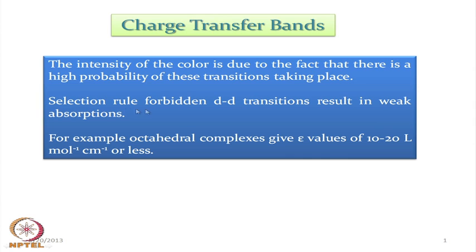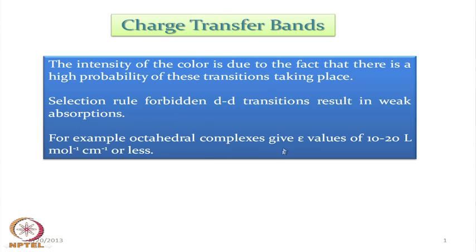Because we have seen that in the case of d-d transitions, the selection rule does not allow all the d-d transitions, particularly the transitions involving one d orbital to another d orbital, which results in a very weak absorption. That is why we have classified all the d-d transitions as weak transitions. So, now we can categorize these charge transfer transitions as very strong transitions.